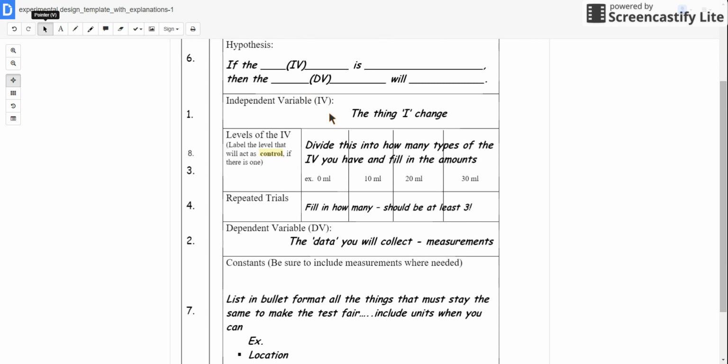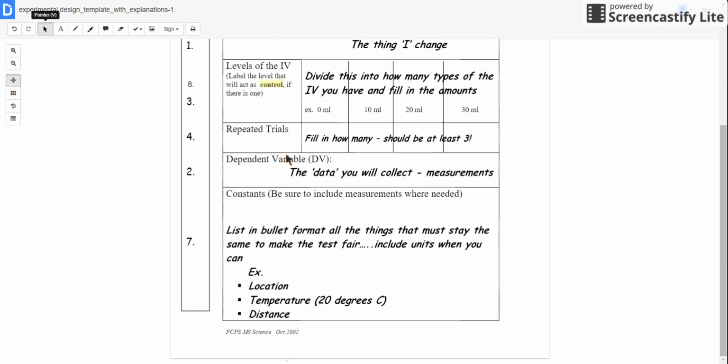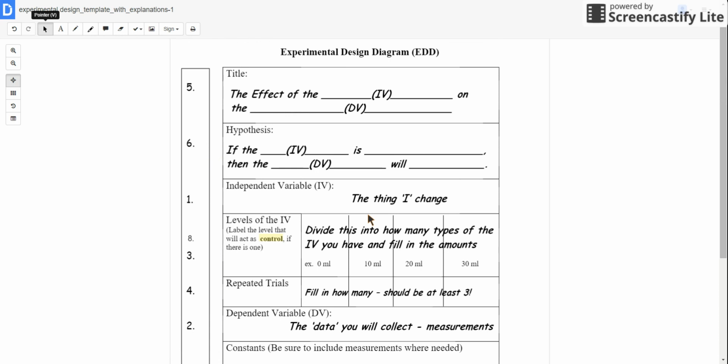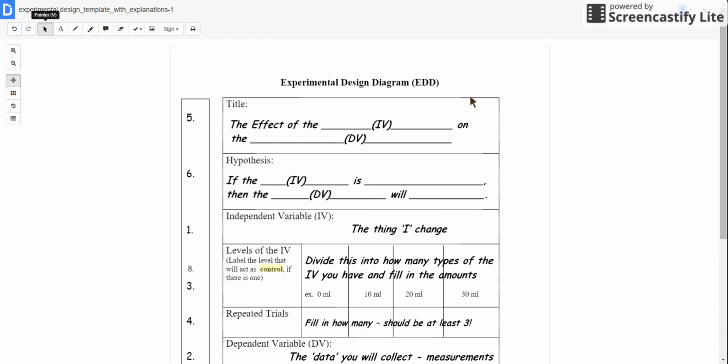All right. Do not forget a control. That's highlighted. I put it down as step 8. And remember that you need at least 3 constants. But this is all stuff we've had quizzes over and discussed, so I think you should be fine there.